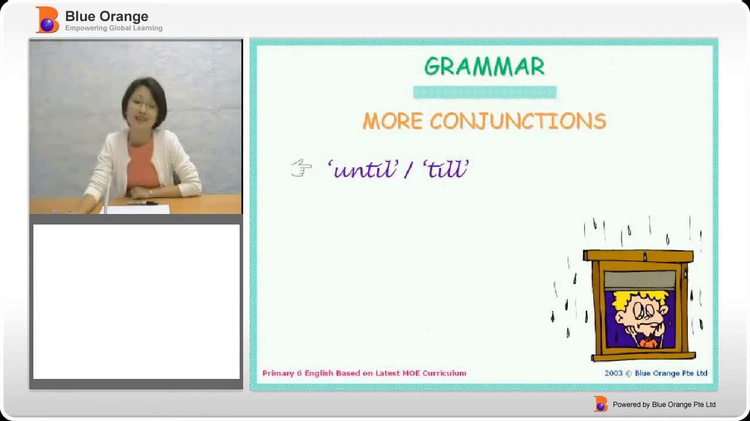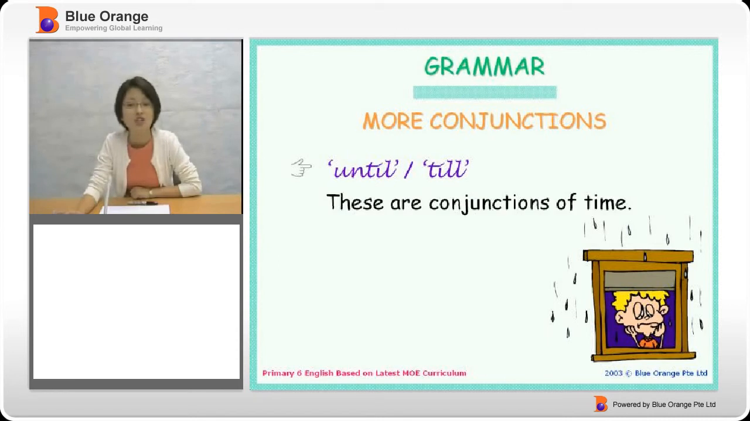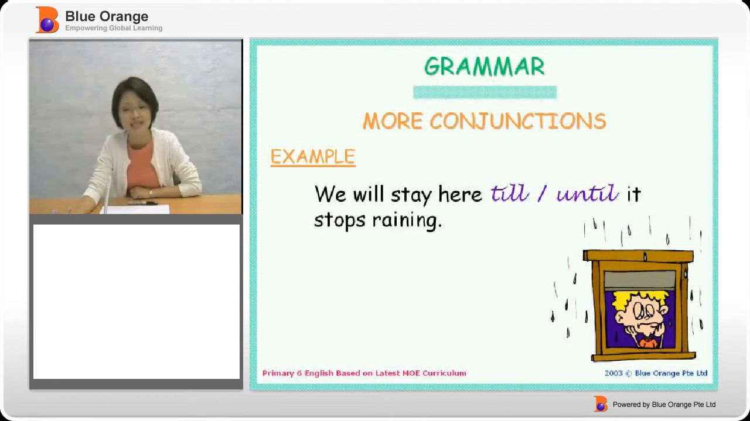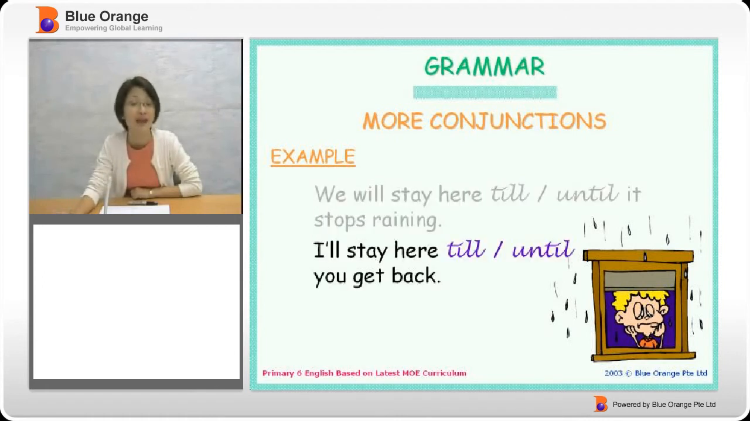Right, next we want to come to until and till. These are conjunctions of time. They tell us about time. For example, we will stay here till it stops raining, or we will stay here until it stops raining. Well, we can just say we will stay here, but when are we going to leave? You may ask. Well, when the rain stops, we will leave. I'll stay here, you get back. I'll stay here until when? Until you get back. If you don't come back, I'm not leaving. I'm staying here.